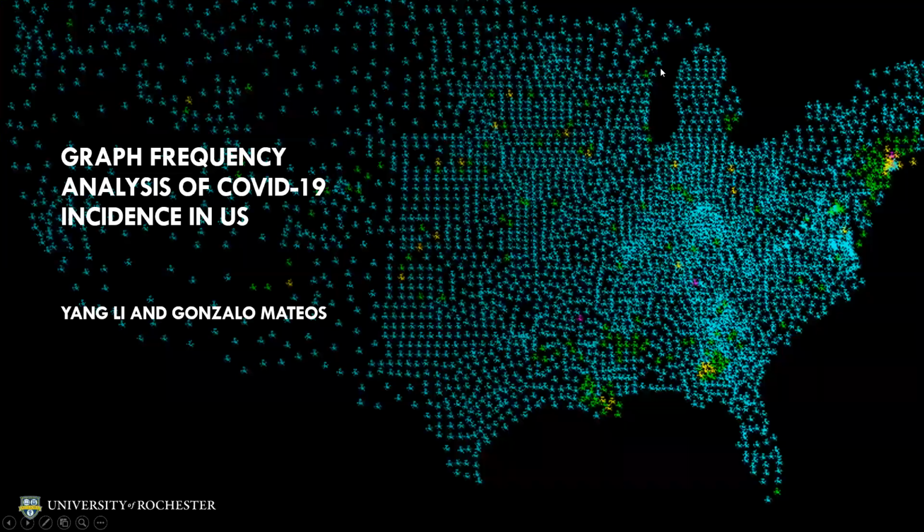Hi everyone, thanks for watching this video about our paper, graph frequency analysis of COVID-19 incidence in the United States. In this work, we first constructed a geographical graph by computing the geodesic distance between 3,142 US counties.